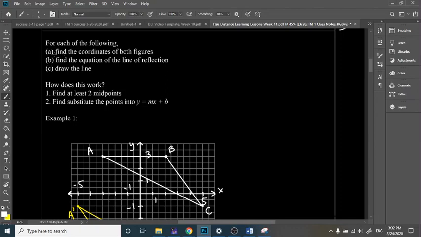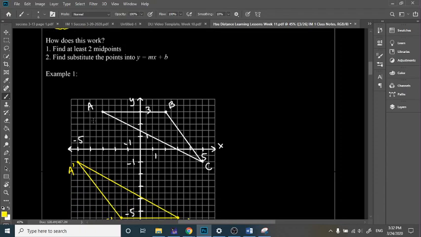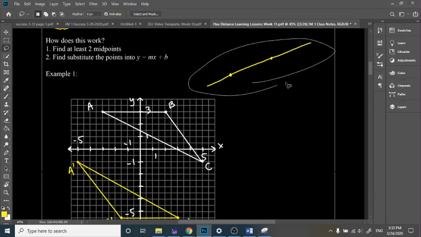Okay, for each of the following, first find the coordinates of both figures, then find the equation of the line of reflection. So find the coordinates, and then the equation, and then draw the line. So, we need a line. In order to get a line, if you have 1 point, well, you don't know where that line is. But if you have 2, then you can connect those two to make a line. Yes, we discussed that last semester.